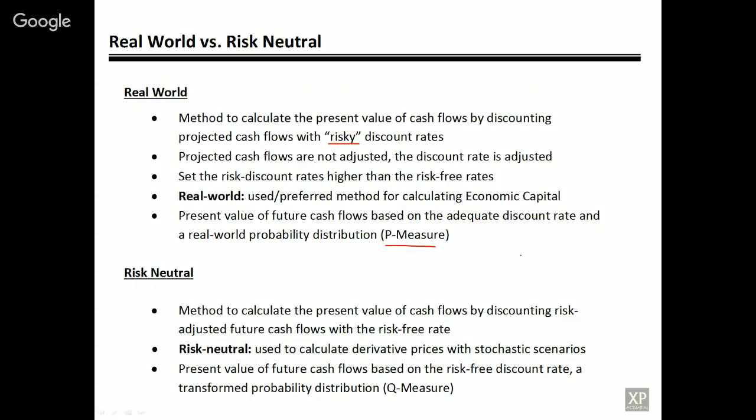So the present value of future cash flows is based on the adequate discount rate and a real world probability distribution, or P measure. With the risk neutral scenario, it's a method to calculate the present value of cash flows by discounting risk adjusted cash flows. So we adjust the cash flows, not the risk-free rate, and then we discount at the risk-free rate. Now we use risk neutral for pricing derivatives or with stochastic scenarios. And the present value of future cash flows is based on the risk-free rate and a transformed probability distribution, or a Q measure. So the Q measure is associated with the risk neutral distribution.